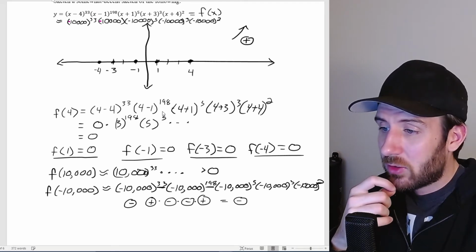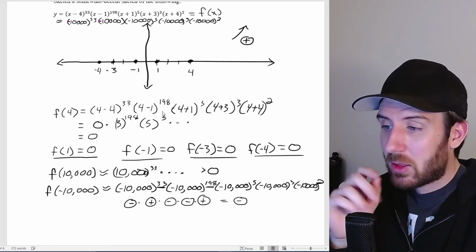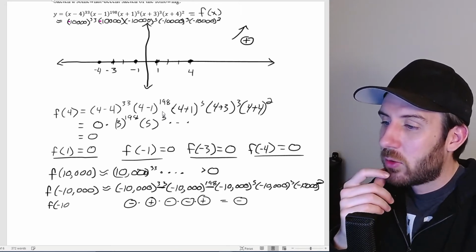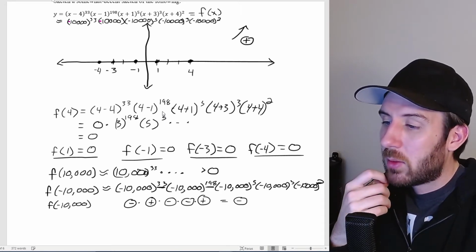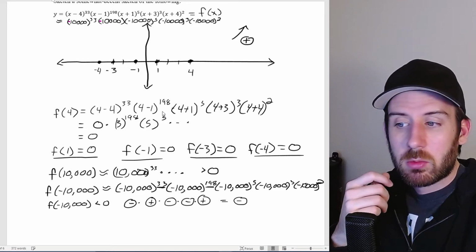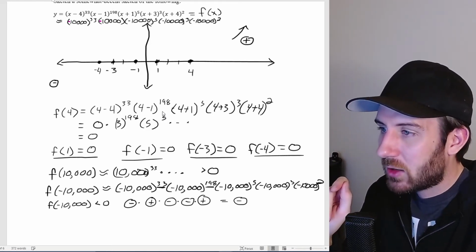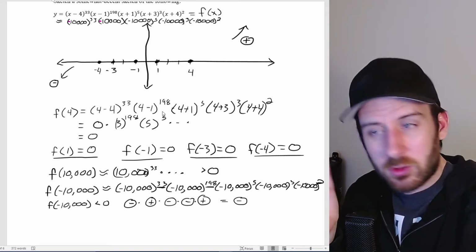Now, how would we write this so that we keep track of it properly with mathematics? Well, we could write something like f of negative 10,000, and we could just say is going to be less than 0. Right, we don't know exactly how big it is, we just know it's going to be negative. And we'll put it up here in our picture, negative, and we got something that's going to be coming down like this. Well, so far so good.